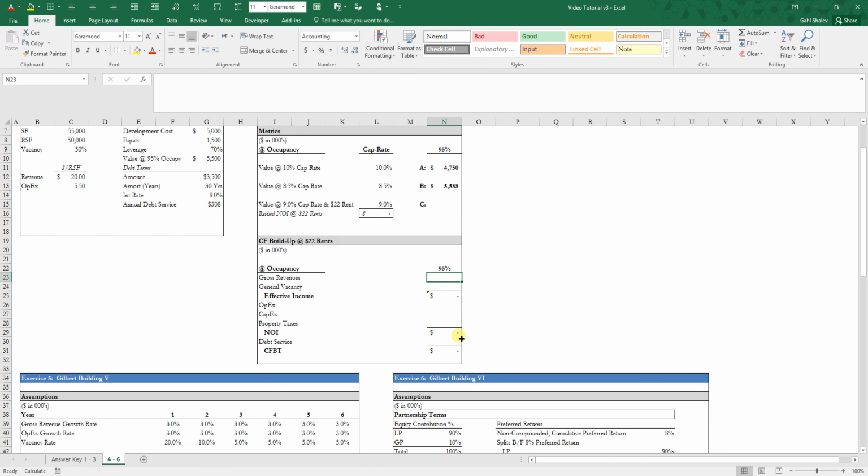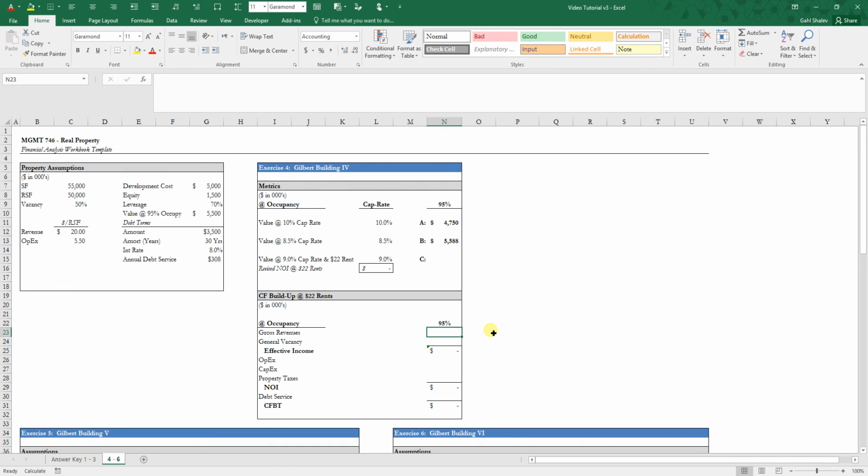Our new rents equal $22 per rentable square foot. So we multiply 22 times our rentable square footage of 50,000, and we'll divide by 1,000 just to keep a consistent appearance. We deduct general vacancy, which is the allowance that represents the portion of the building that never gets leased. In this case, we deduct 5% of our gross potential revenue for general vacancy.